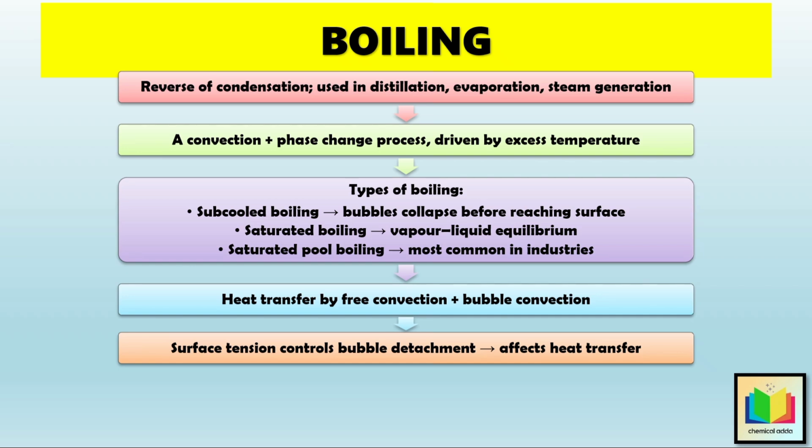So that's all about boiling and its types in heat transfer operations. I hope this video helped you clearly understand how boiling works, its types, and the role of surface tension. In our next video, we will explore the boiling heat transfer curve, which describes how heat flux changes with excess temperature.